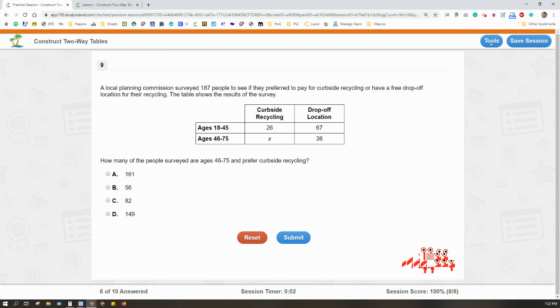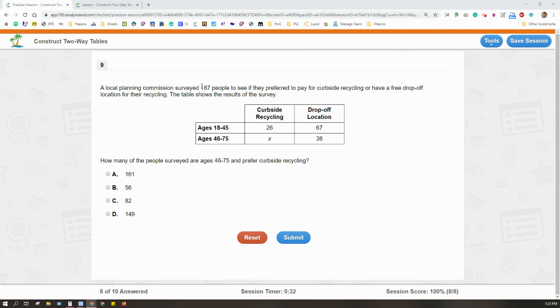Next question. Number 9. A local planning commission surveyed 187 people to see if they preferred to pay for curbside recycling or have a free drop-off location for their recycling. The table shows the results of the survey. So they broke it up into age groups and then whether or not they wanted curbside or drop-off location. How many of the people surveyed are ages 46 to 75 and prefer curbside recycling?